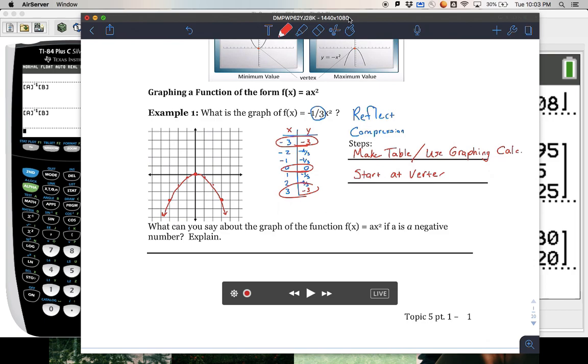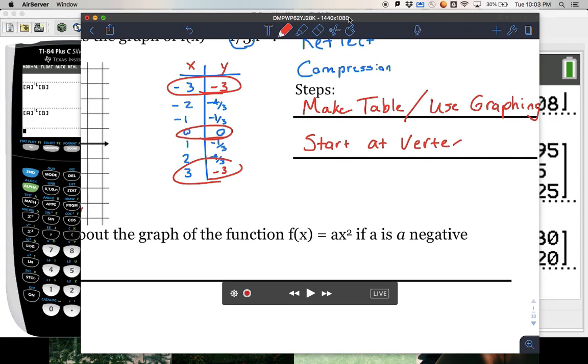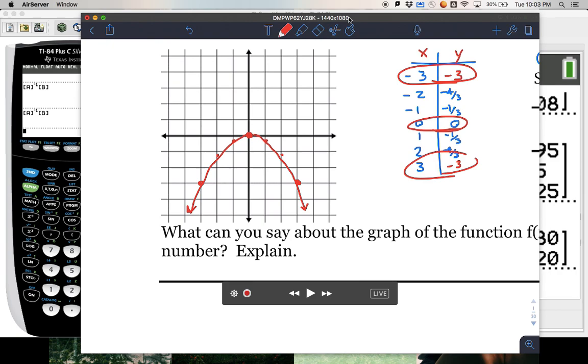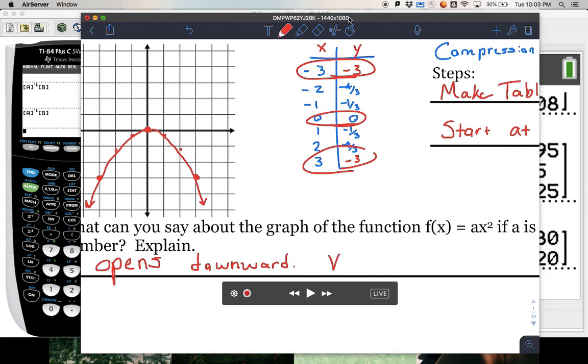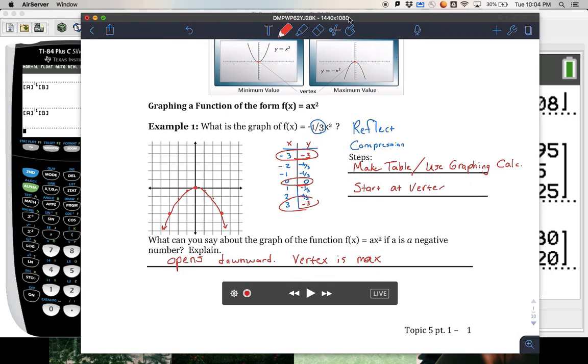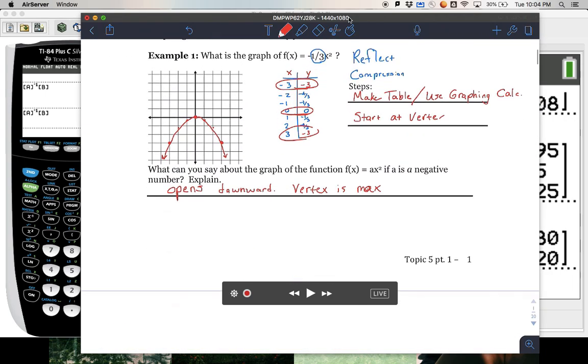What does this follow-up question here say? What can you say about the graph of the function f(x) if a is negative? So if a is negative right there, that means it opens downward, like we saw. And you could even say, because of that, the vertex is a maximum. And then there you go. So not too bad there.